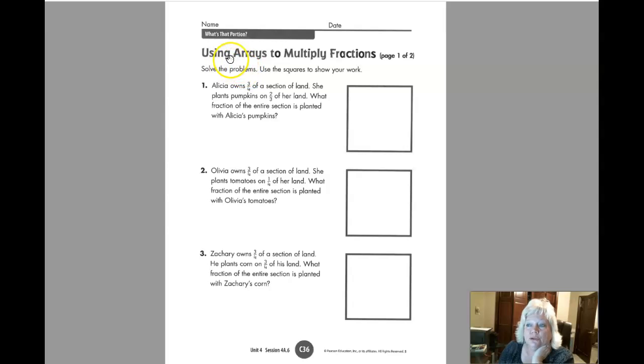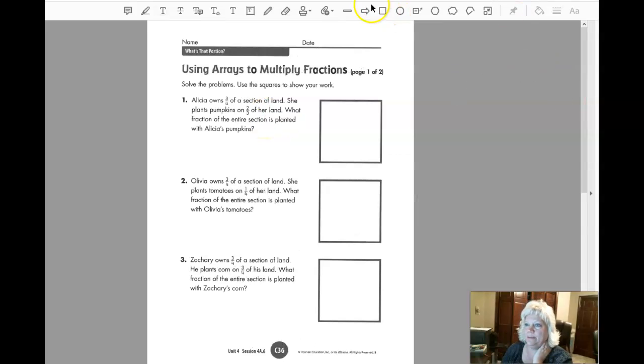So, using arrays to multiply fractions, you are actually going to draw on these arrays. Alicia owns 3/4 of a section of land. She plants pumpkins on 2/3 of her land. What fraction of the entire section is planted with Alicia's pumpkins? So let me get my comment bar back and my pencil. When you see this fraction, and then you see this fraction, you should know that one way we're going to draw 3, and the other way we're going to draw 4.